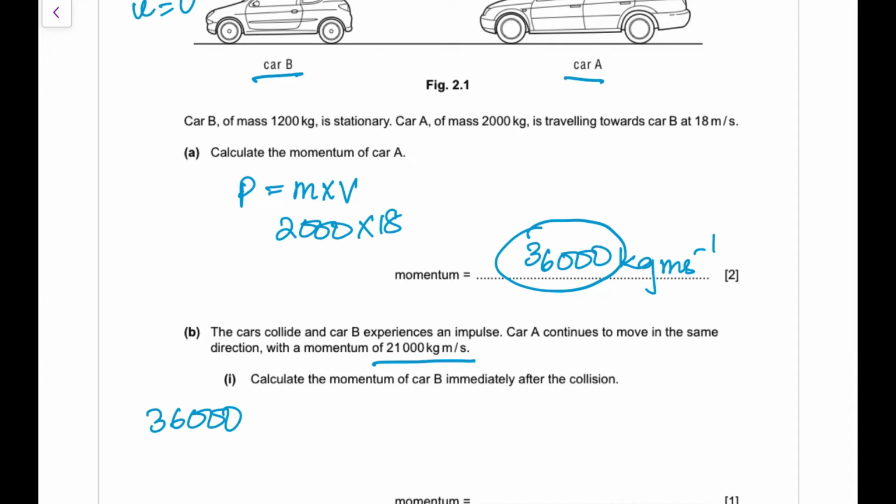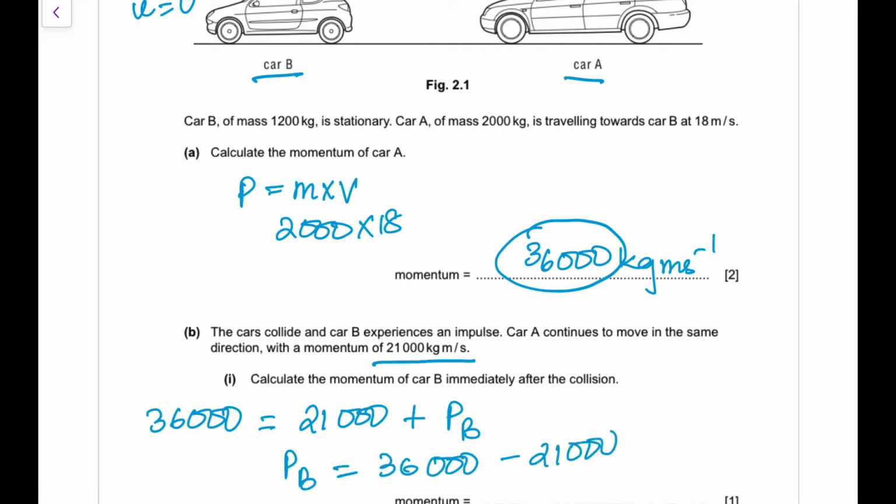36,000 is equal to the momentum of car A, which is 21,000, plus the momentum of car B, which we need to find out. And so the momentum of car B is 36,000 minus 21,000, and this is equal to 15,000 kg meters per second.